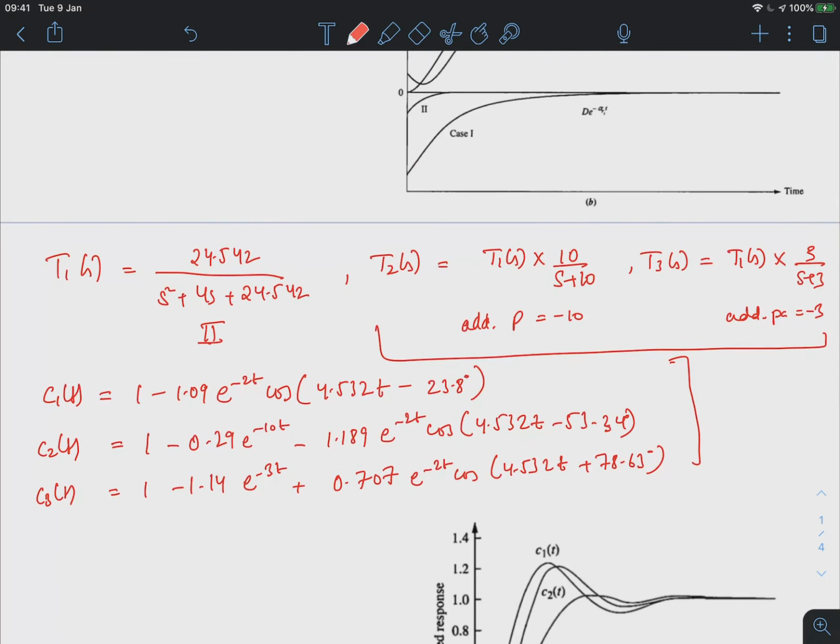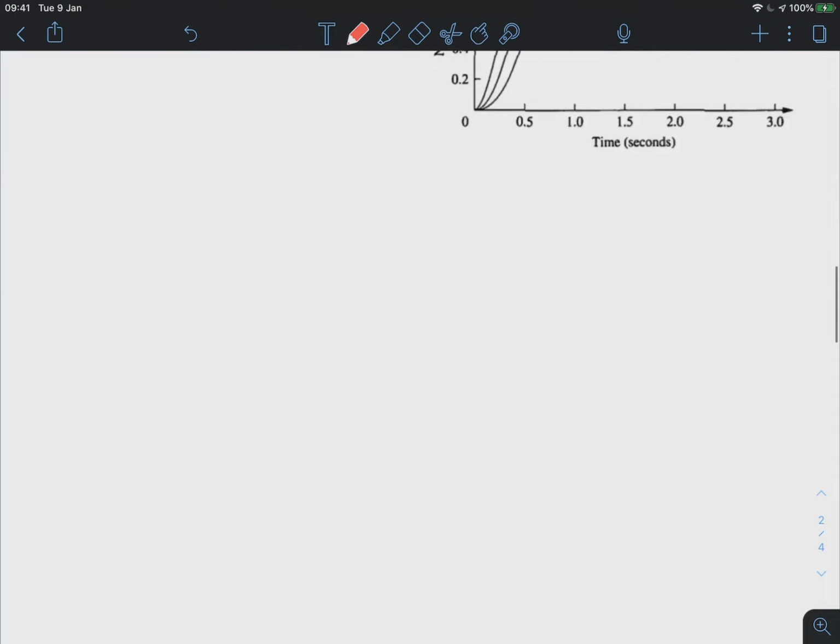Yes, the frequency remains the same. It's only, say for example, let's consider this one, C1. This is the response of a pure second order system. Now if you take the derivative of this one and add it into the response of C1, we are not saying that the frequency would change, but it would add some terms, and possibly the phase of the system would also change. And this is what we are seeing here.